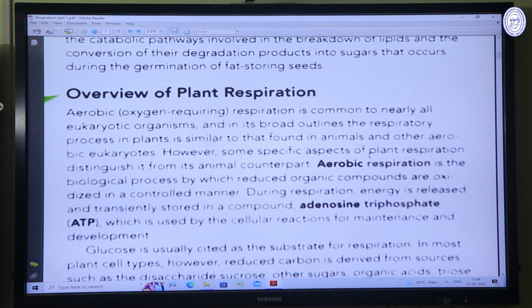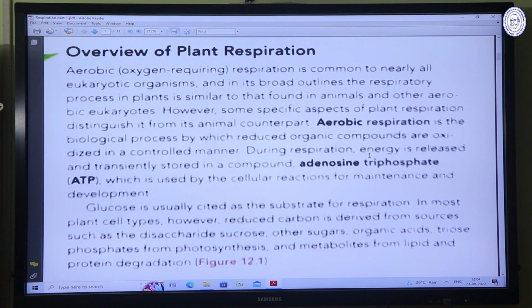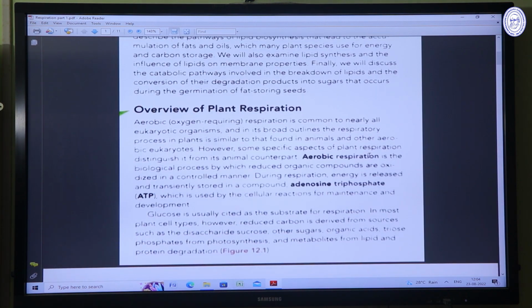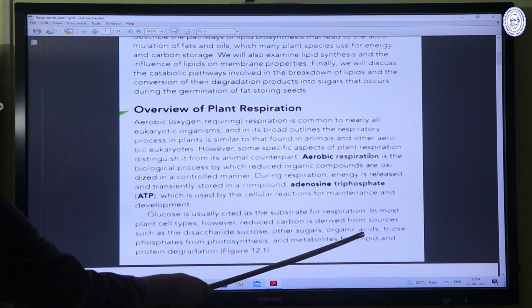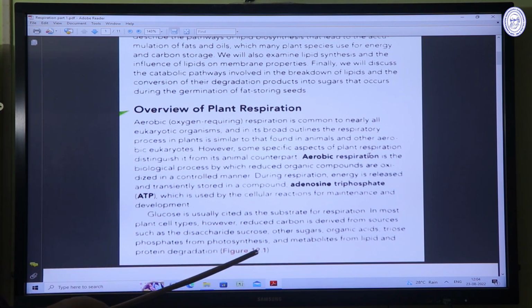Now, come to here. Glucose is the substrate for aerobic respiration in most plant cell types, but other carbon sources, that is, the disaccharide sucrose, other sugars, organic acids, triose phosphates from photosynthesis, and metabolites from lipid and protein degradation may also act as a source of substrate.